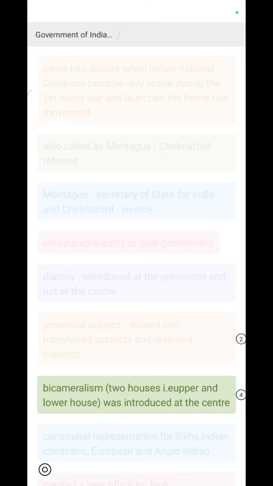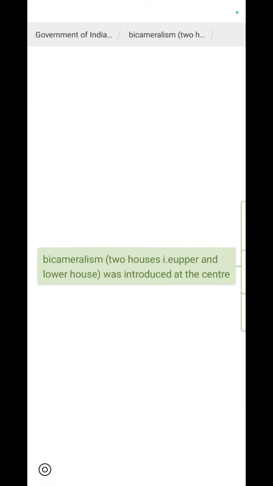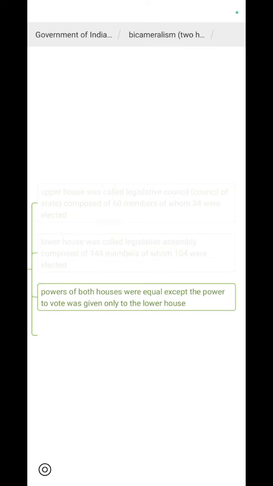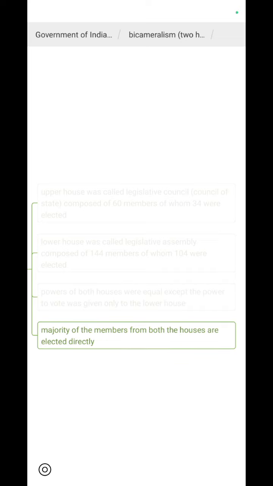Bicameralism was introduced at the center. Two houses: upper house and lower house. The upper house was called the Legislative Council, or Council of State, composed of 60 members, of whom 34 were elected. The lower house was called the Legislative Assembly, composed of 144 members, of whom 104 were elected. The powers of both houses were equal, except the power to vote on the budget was given only to the lower house. The majority of members of both houses were elected directly.